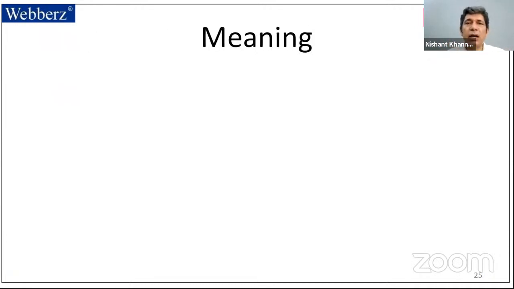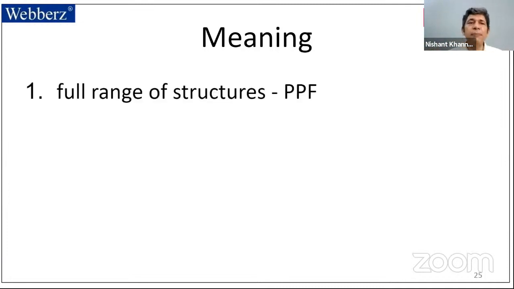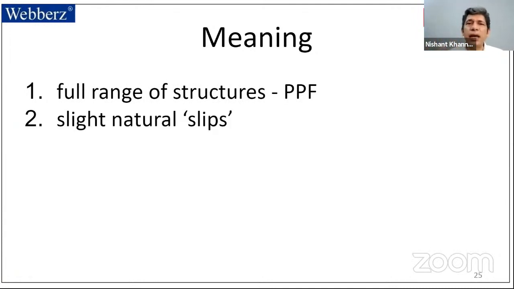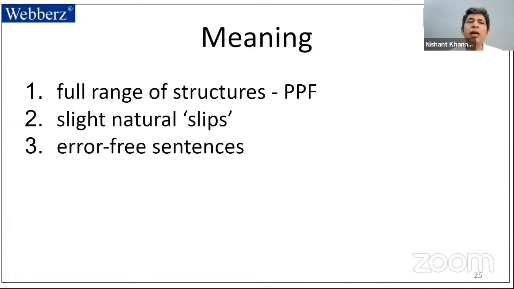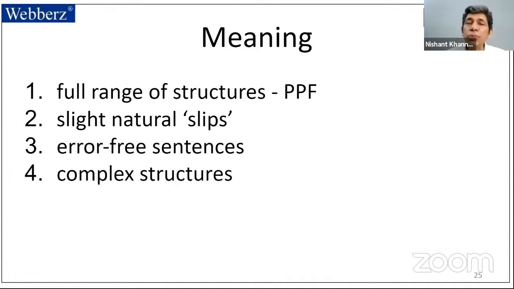So let us make a summary of what is a band 7, 8, and 9 in grammatical range and accuracy. Full range of structures. PPF means past, present, future. Slight natural slips are there. That's all right. Slight natural slips happen with native speakers too. Error-free sentences should be there. Grammatical errors should be minimum for a 7, 8, or 9 band score. You should be able to speak complex language; your sustainability of complex structures has to be there throughout your speaking.